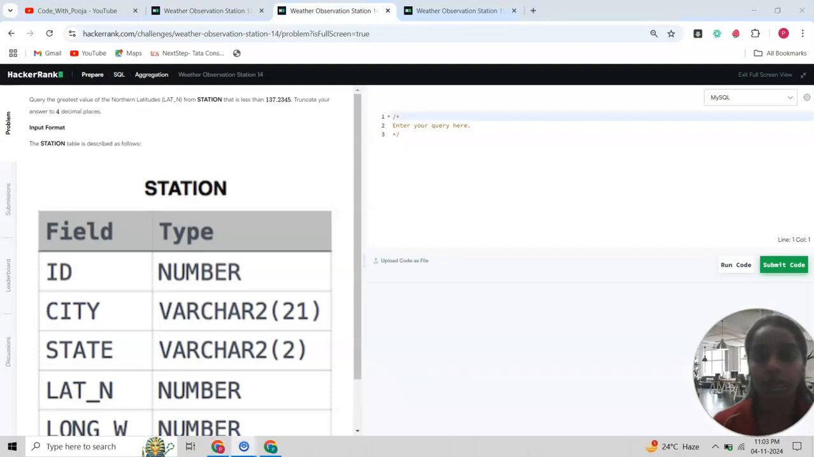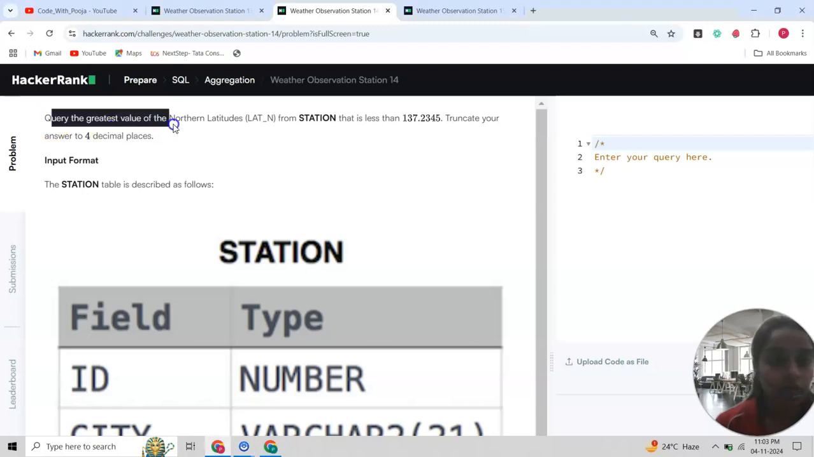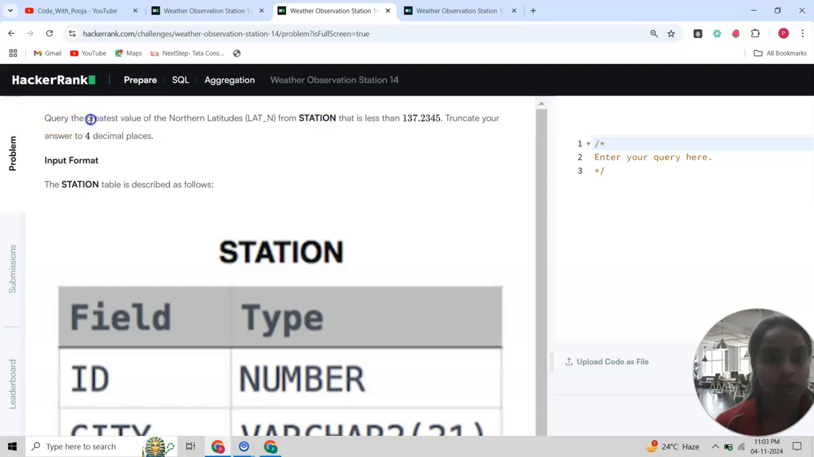So the next question is: query the largest value of northern latitude from station. For the largest value we have to query, and I will use the marker here. The largest northern latitude from station which is less than this, and truncate your answer to this.